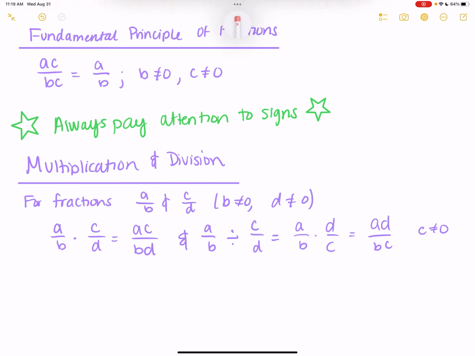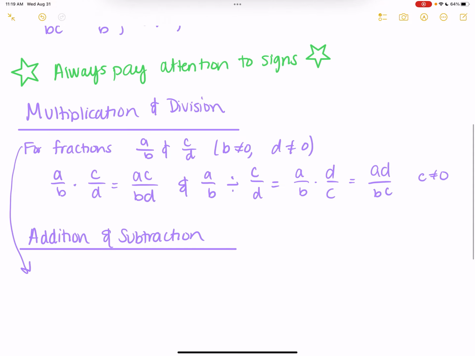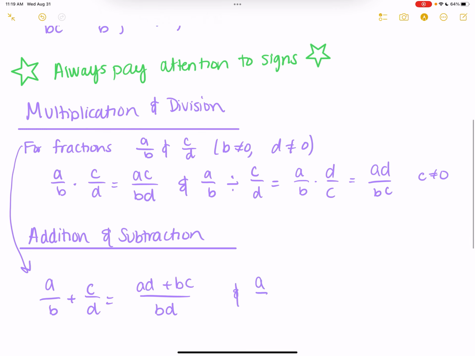All right, and then the same thing for addition and subtraction. This same little statement that I made here applies for fractions a over b and c over d. I'm just not going to write it again. A over b plus c over d equals ad plus bc over bd, and a over b minus c over d equals ad minus bc over bd.